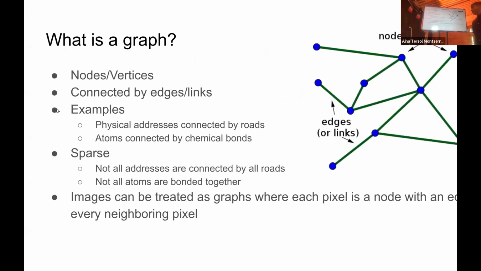So just to start, to lay the groundwork, what is a graph? Graphs are made up of nodes or vertices, and they're connected by edges, sometimes called links. That's what this is. All of these blue parts are nodes, and all of the green parts are edges or links. Some of the examples they laid out in the book were physical addresses.